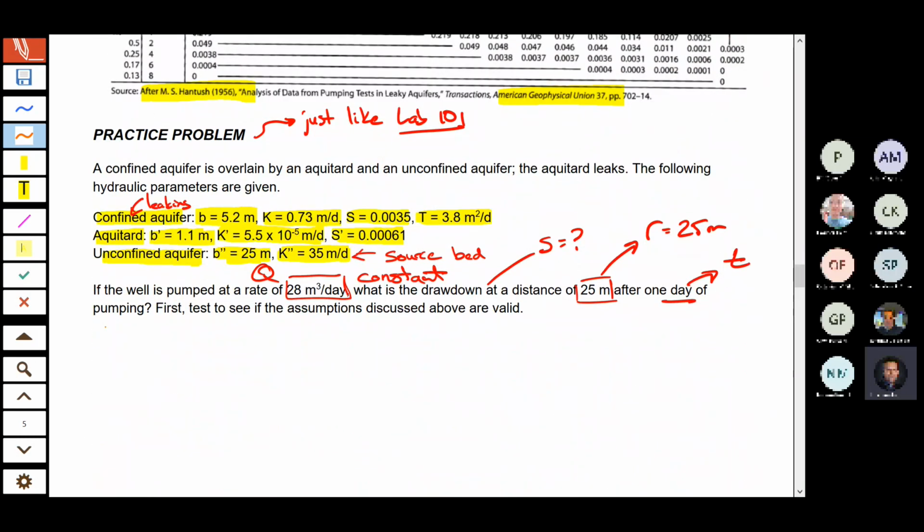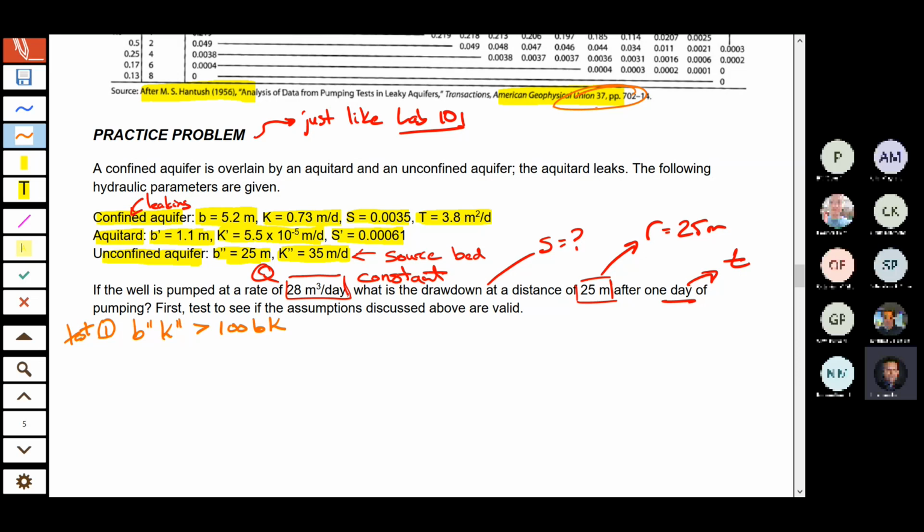So I'm going to run my first test. And I will say, okay, this will be valid. This method will be valid if B double prime times K double prime is greater than 100 times B times K. So again, if you want to see the origin of these tests, you're going to have to go to the American Geophysical Union paper from the 50s, and the mathematical proofs are in there. They are not in Fetter, nor are they in the course pack, but again, we're just going to take it at face value because that's the result of his analysis.